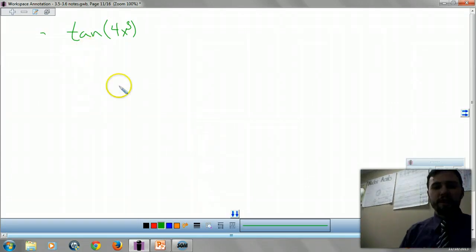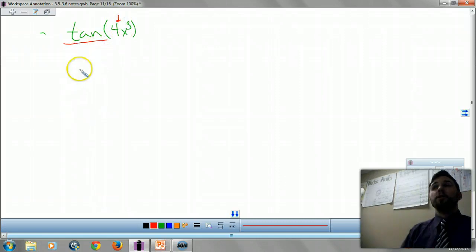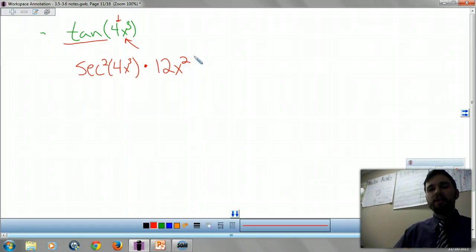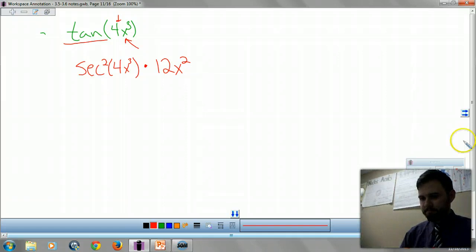Alright, so suppose I find the derivative of this. My outside is the tangent, and this is on the inside, right? Derivative of tangent, you may all remember, is secant squared. Now we leave that inside alone, and we times it by the derivative of my inside, 4 times 3 is 12x squared. That's all the chain rule is, guys. Derivative of the outside times derivative of the inside. Outside, inside.